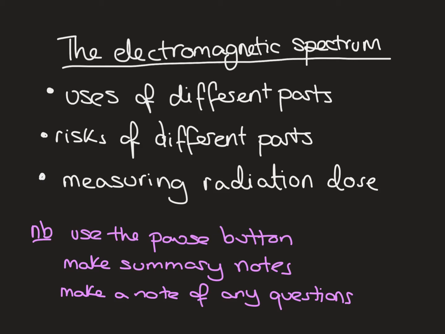So in this tutorial video on the electromagnetic spectrum, we are going to be looking at the following things. First of all, we'll be looking at uses of different parts of the electromagnetic spectrum. We'll be talking about risks of using different parts of the electromagnetic spectrum, and we'll be talking about how we measure our radiation dose and the units that we do that in.